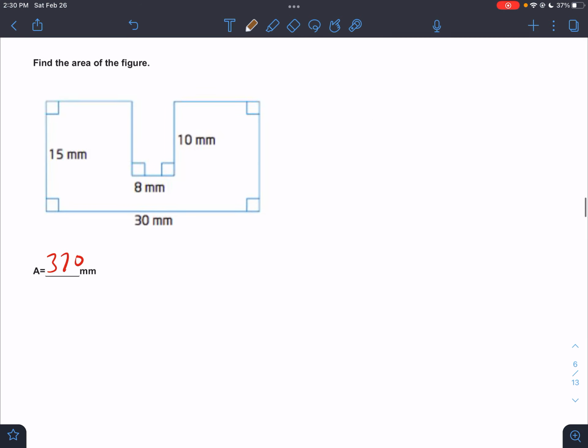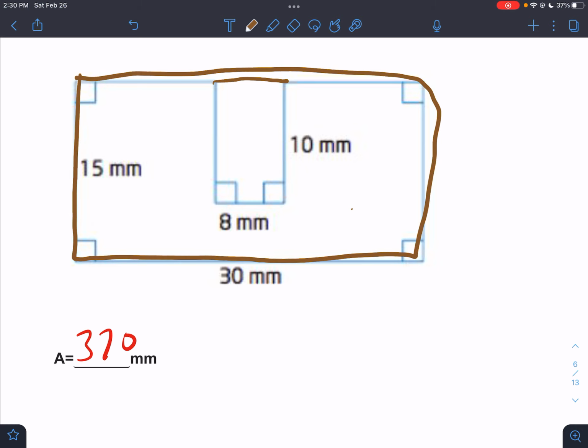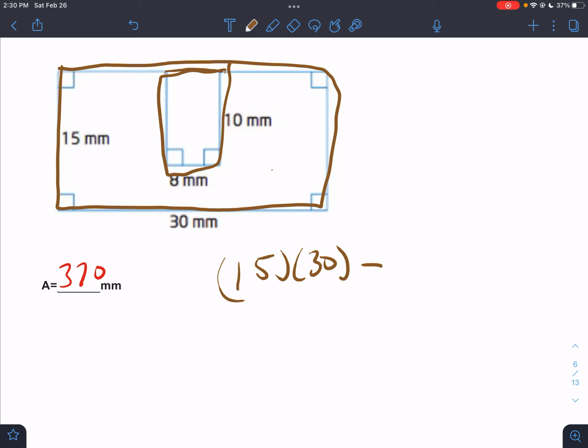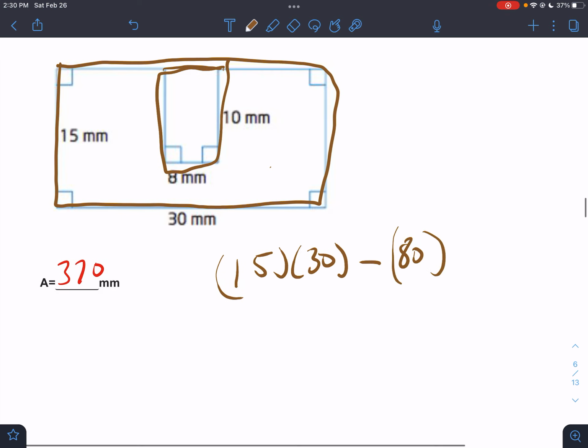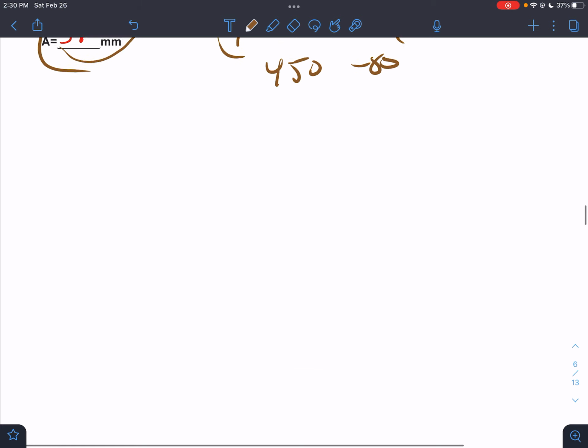Nice. All right, here, several ways you could attack this. I mean, a lot of you might do 1, 2, 3 rectangles. And that would be fine. But I would actually close the top. And I would do the whole thing, which is 15 times 30, minus this piece that is gone. That looks easier to me, which is 8 times 10, or 80. So 15 times 3 is 45, so 450, minus 80, and there's our 370. There's a few ways to get there, but boom.